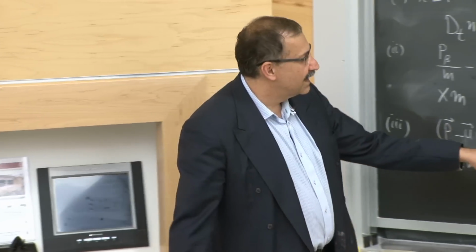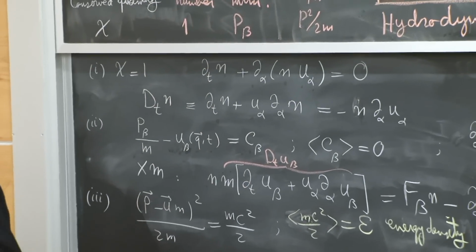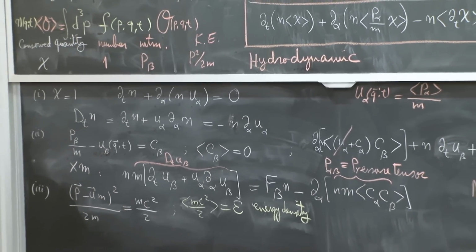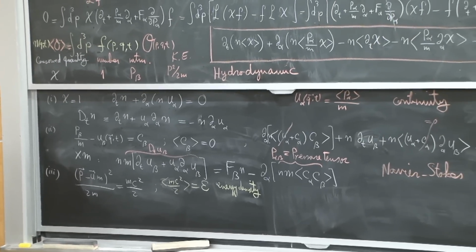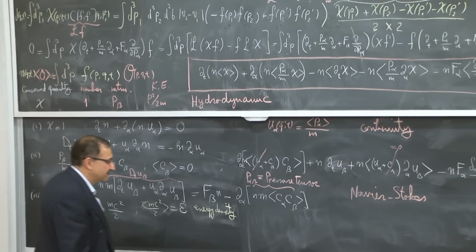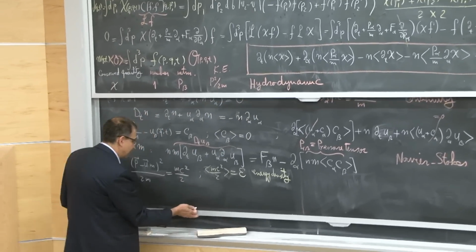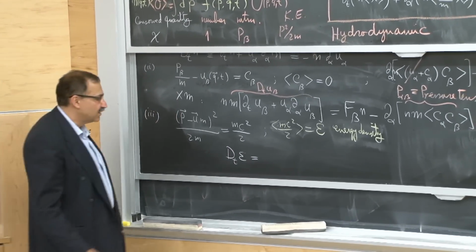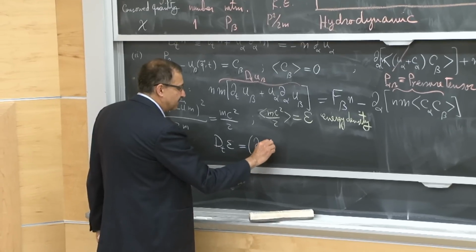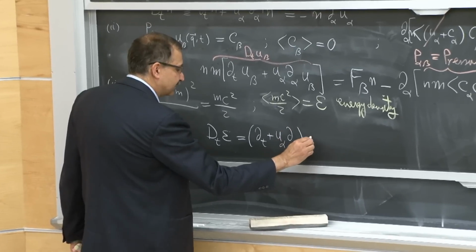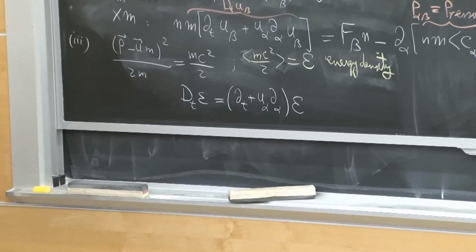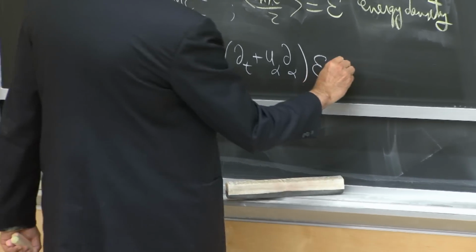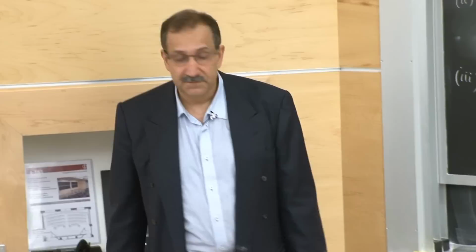So now I have to put mc squared over 2 in this equation for chi and do various manipulations along the lines of things that I did before. I will just write down the final answer. So the final answer will be that dt of epsilon, where we've defined dt. I move with the streamline, so I have dt plus u alpha d alpha acting on this density, which is a function of temperature, positions, and time. And the right-hand side of this will have two terms.